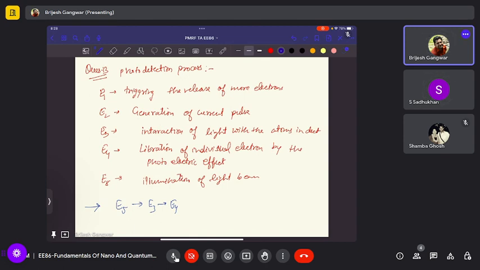Then after that, I have a confusion between E1 and E2. Which one will come first? What is the generation of current pulse? E1 is triggering the release of more electrons. So E1 will come first, and then E2 will come.